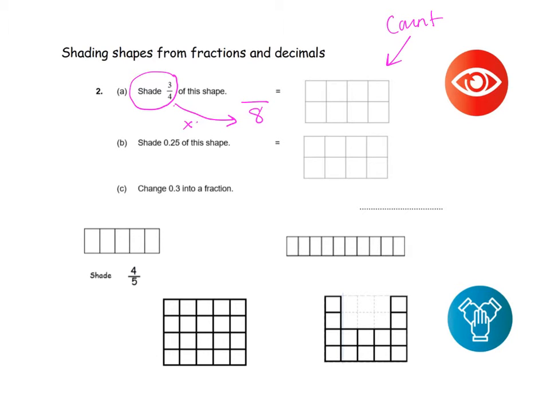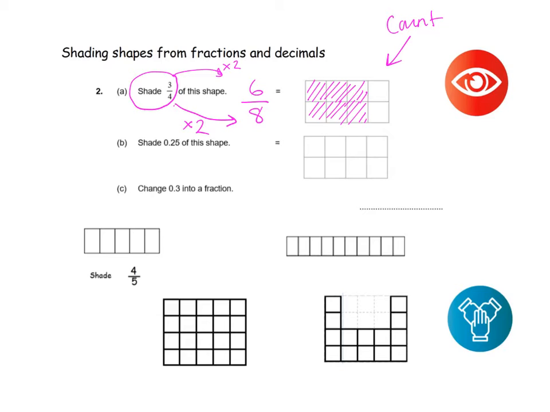So obviously to get there we're going to times that by 2, so I'm going to do the same on the top. I'm going to times that by 2 as well, and that's going to be 6. So I have to shade any 6 squares in, so I can leave the 2 blank.